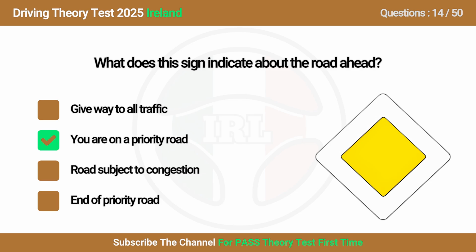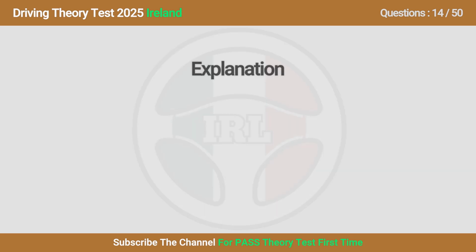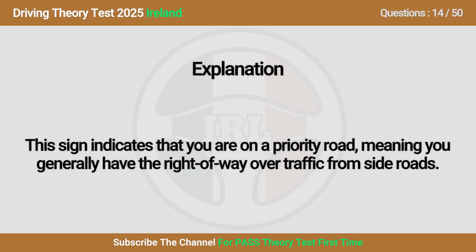Answer is B, you are on a priority road. This sign indicates that you are on a priority road, meaning you generally have priority over traffic from side roads.